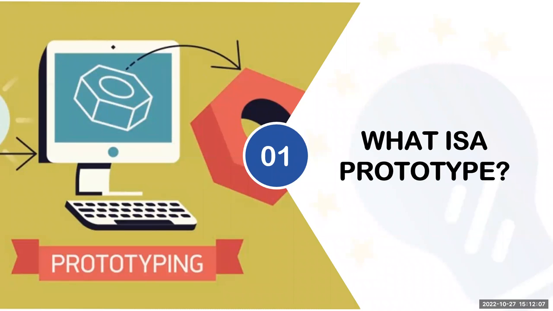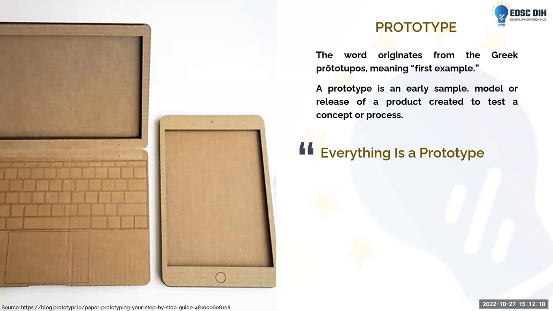So before we go into the different methods of what a prototype is and how to build one and so on, let's talk about what a prototype is. It comes from the Greek word prototupos, which means the first example. So it's an early sample, model or release of a product. It can even be a service, created to test a concept or a process. On the left, you see a cardboard cutout of a phone or of a laptop. So that's what a prototype is. And in reality, everything is a prototype.